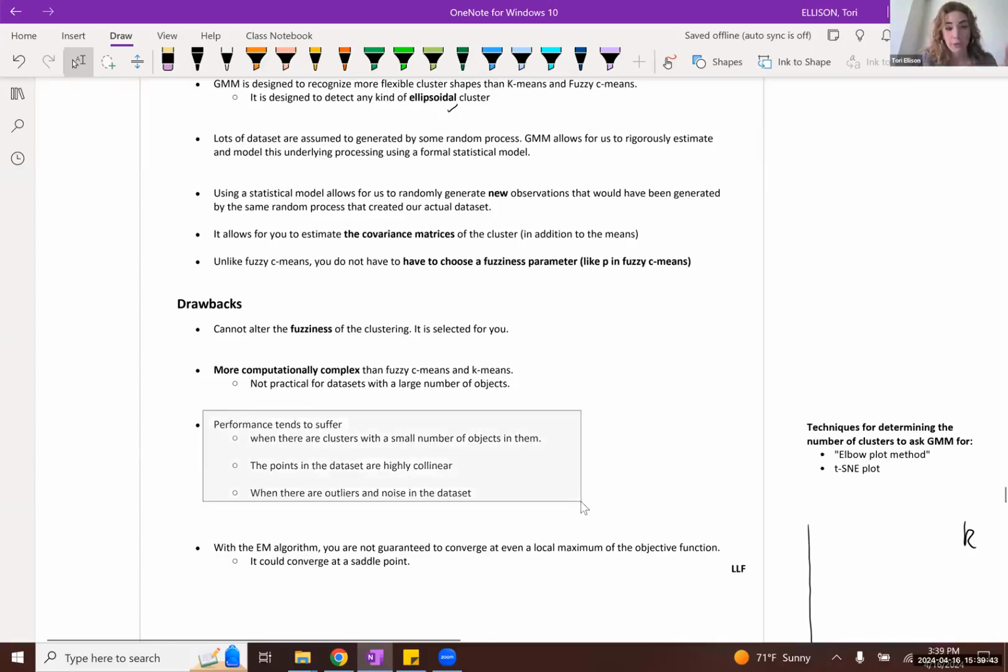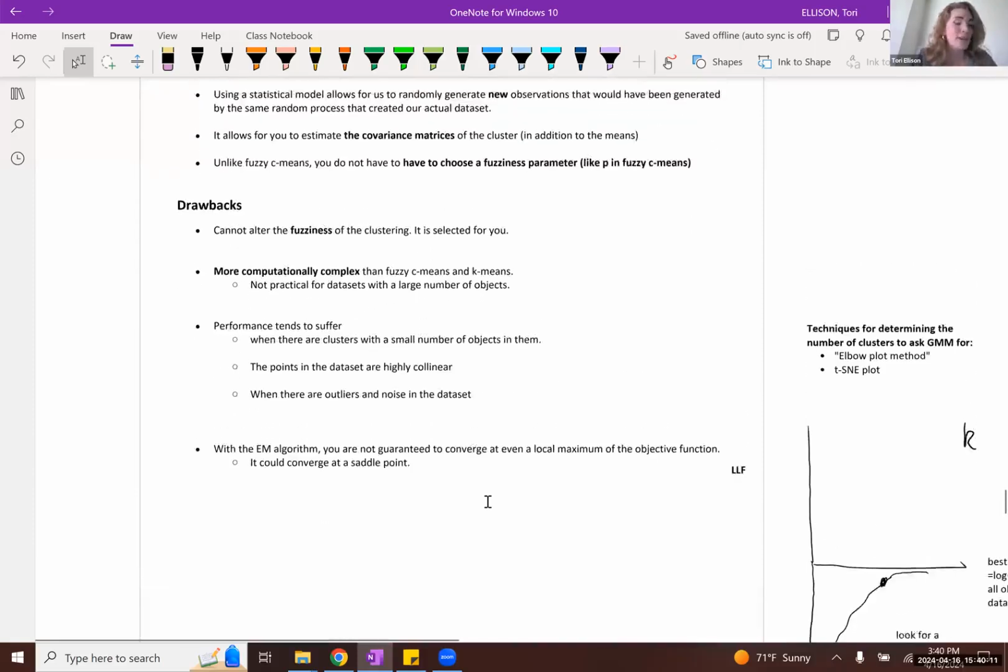And then some other downsides of Gaussian mixture models is that performance tends to suffer, especially when you have clusters with a small number of observations in them. Performance tends to suffer when the observations in your data set are highly collinear. And much like we saw with k-means and fuzzy c-means, the algorithm tends to be sensitive to noise and outliers as well.